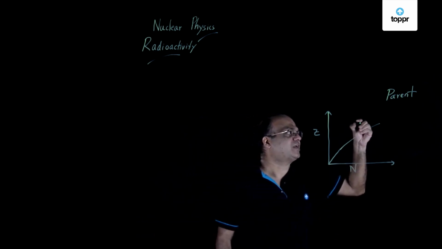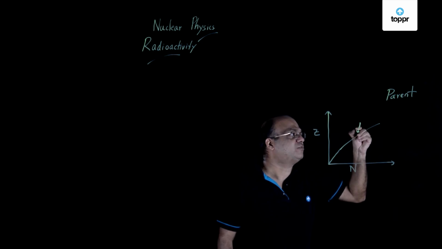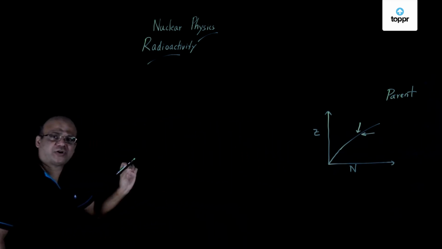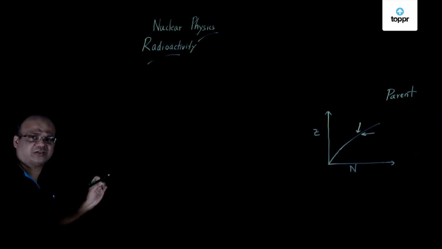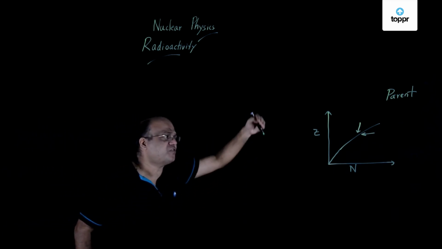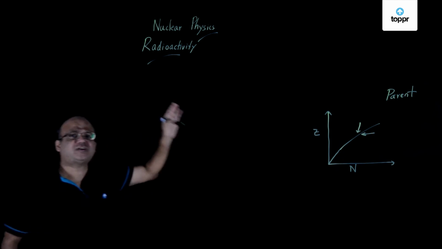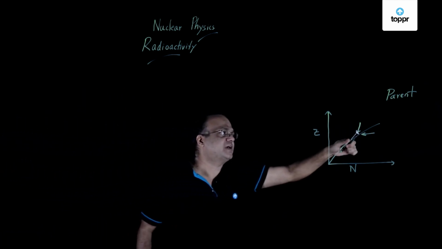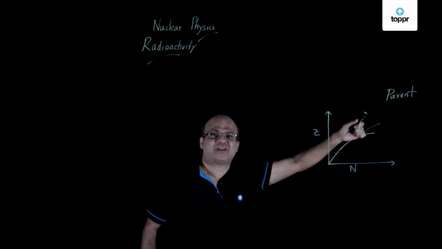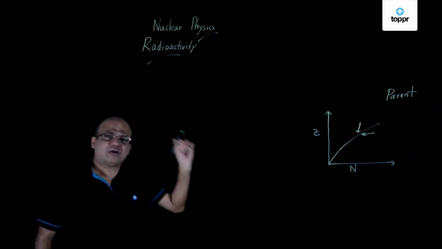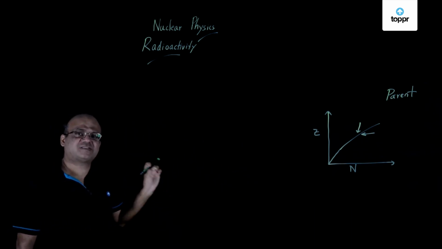Anything that is radioactive will always try to move closer to the line of stability. That is the first most important property of radioactivity. Radioactive disintegration tends to produce nuclei closer to the line of stability. A nuclide here will come here, never try to go far away. A nuclide here will come this side, always closer to the line of stability.